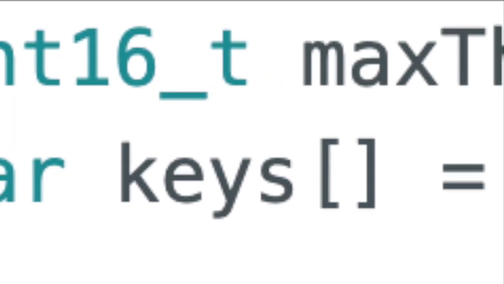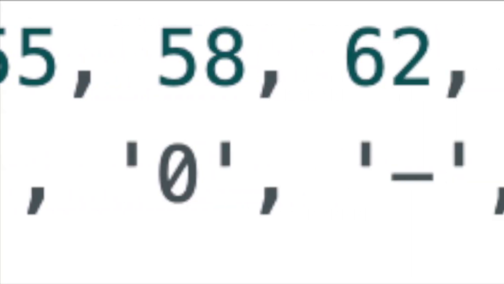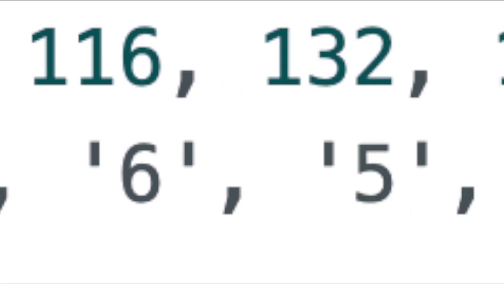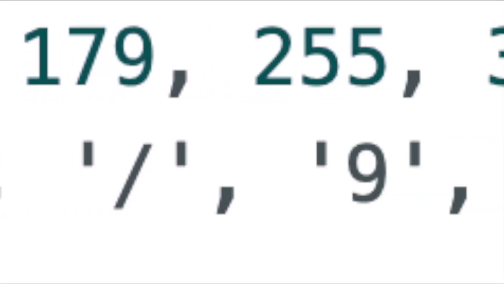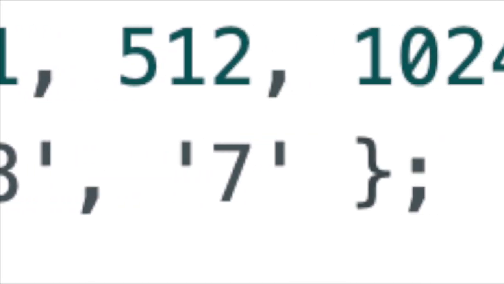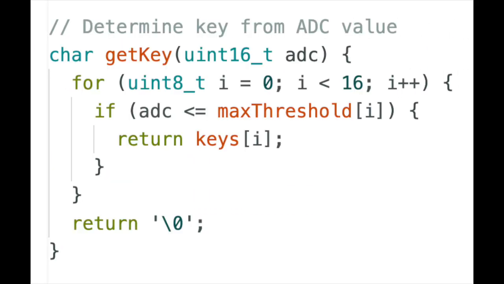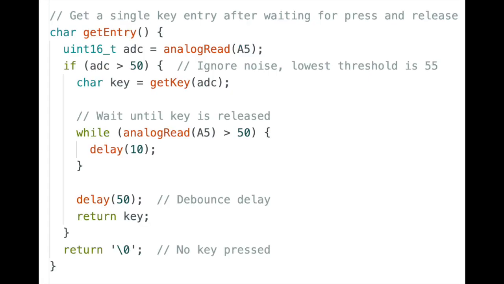The microcontroller reads these voltage levels as analog values from 0 to 1023 and uses a threshold array to determine exactly which button was pressed. This efficient use of just one analog pin frees up space on the microcontroller for other peripherals like the LCD. Each key press is mapped to a specific character, digit, operator, or special function like enter, which are processed in real time using the get key and the get entry function in the code.